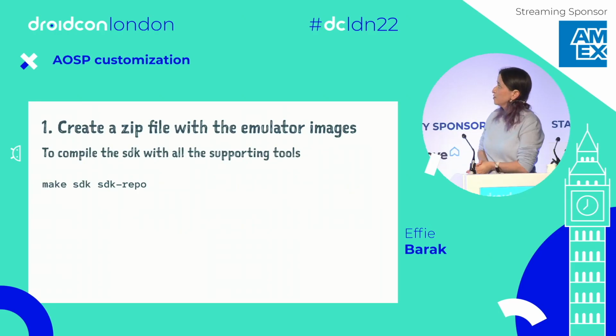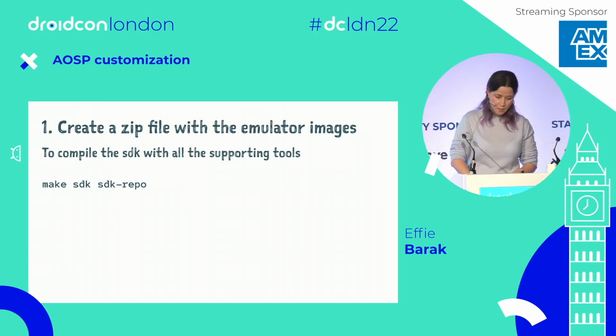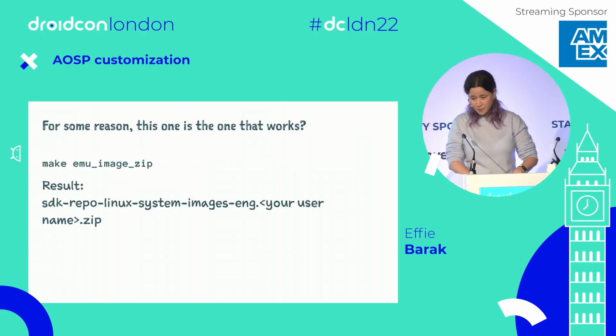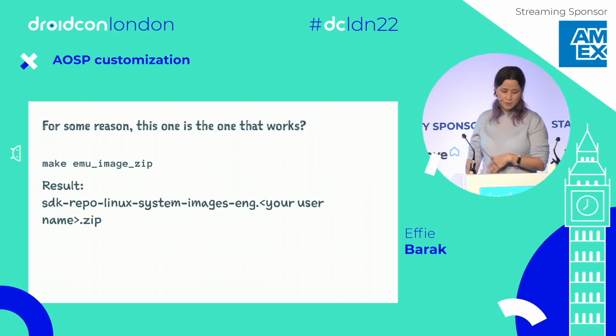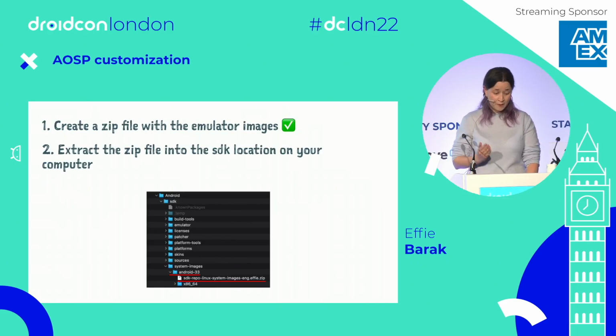So step 1, we want to create the zip file that just has all these emulator images. So we make the AOSP project on the server, and then we run this command called make sdk and sdk repo. Now, this is officially the way to do it, but for some reason this has been broken. I don't know why. This command works instead and does the same thing, make emulator image zip, and returns this wonderfully named zip file with all the images, etc., ready to be copied and pasted into our own computer. So that's going to be our next step.